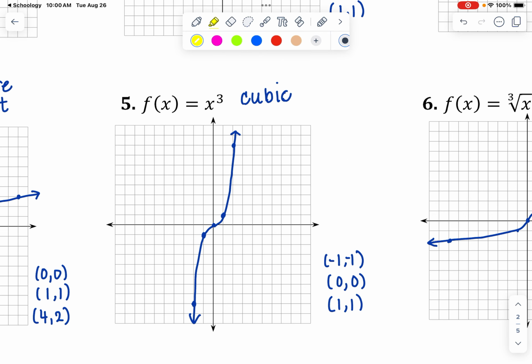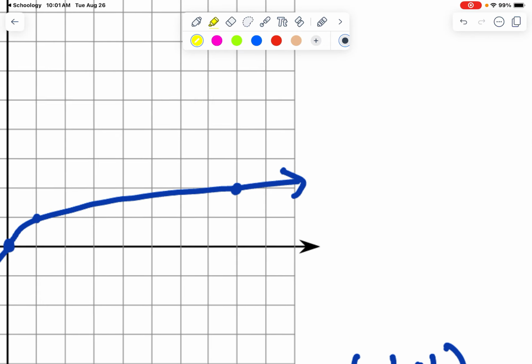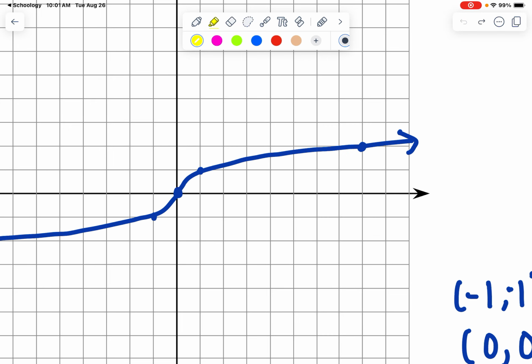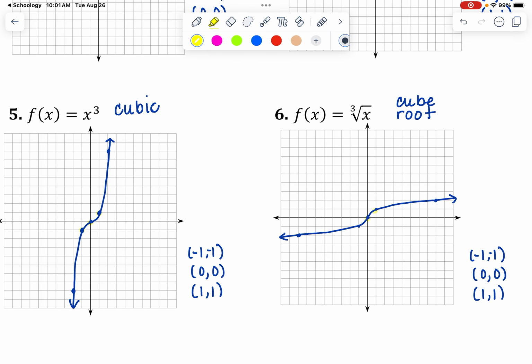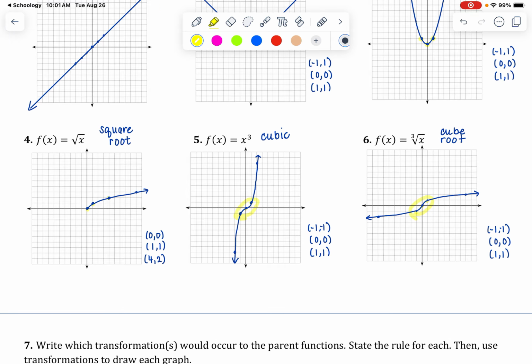Our cubic function, we say that cubic, okay? This is what it's shaped like, and then it has 3 key points: (0, 0), (1, 1), and (-1, -1). And then our cube root function, which if you zoom in, you might think, oh, that could be square root, but it's not if you look at this last point right here. And it is our cube root function. So key points (0, 0), (1, 1), (-1, -1), and what it's shaped like. So make sure you're not just memorizing the 3 points, because if you look, it's these same 3 points, and you have to know the difference between cubic and cube root, the shape that is.